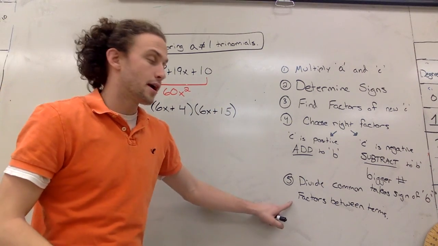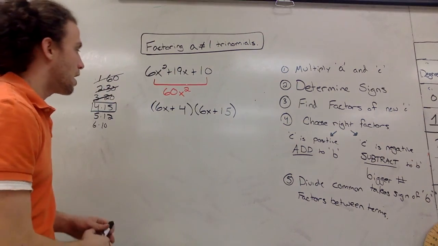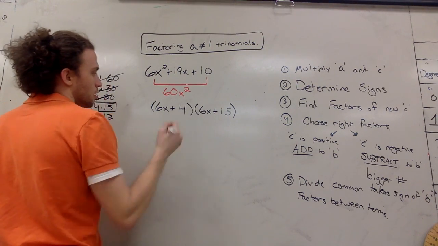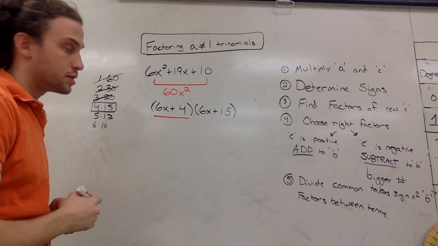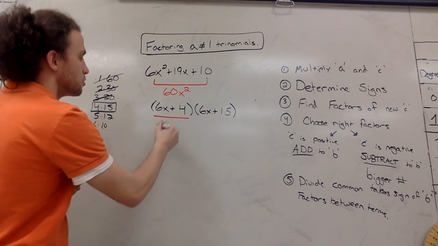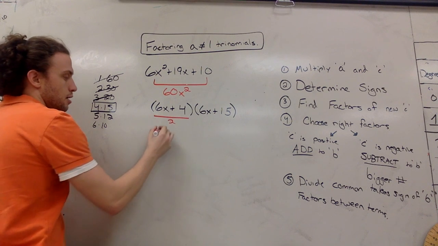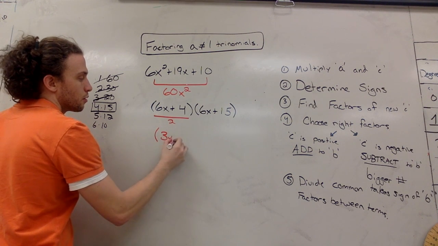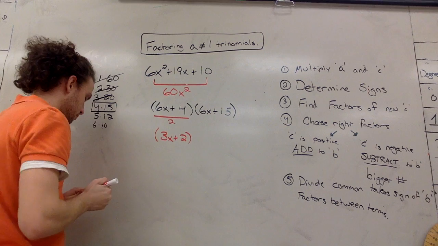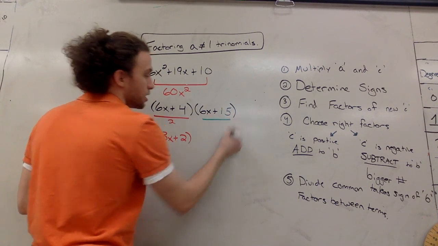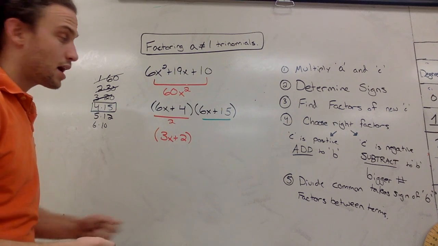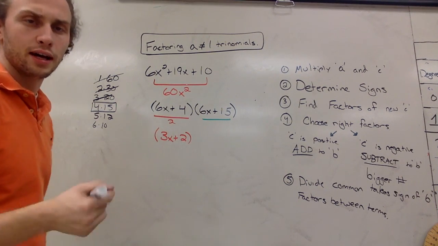So divide common factors between the terms if we have them. I look at this term first. Say, is there a common factor? Yes, there is. I can divide both these by 2. So I'm going to divide both those by 2. And I'm going to get 3x plus 2. Okay, I look at this now. And I say, is there a common factor between those? If there's not, I write it down. But if there is, I got to divide it.